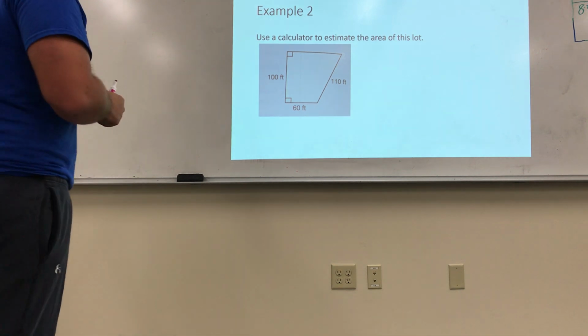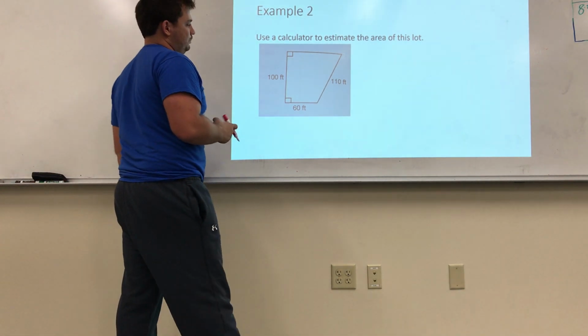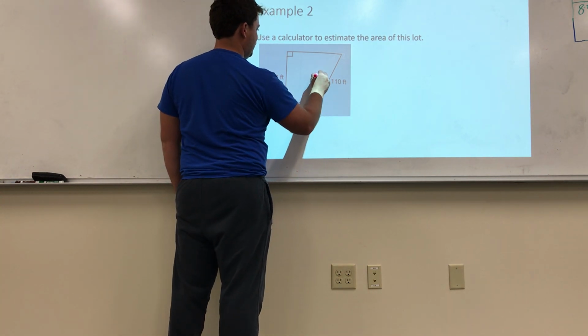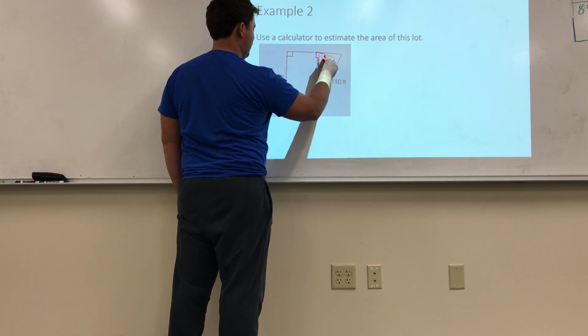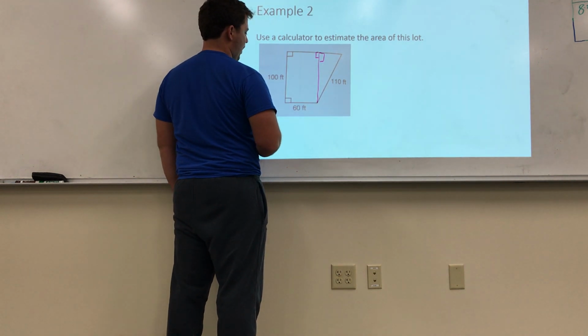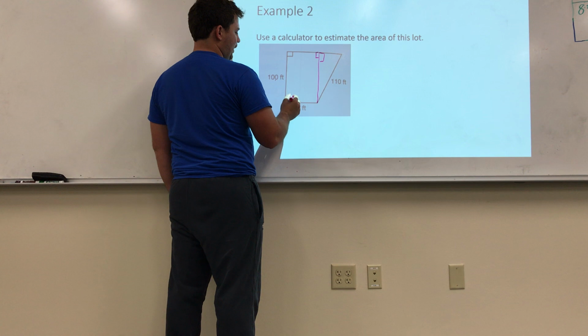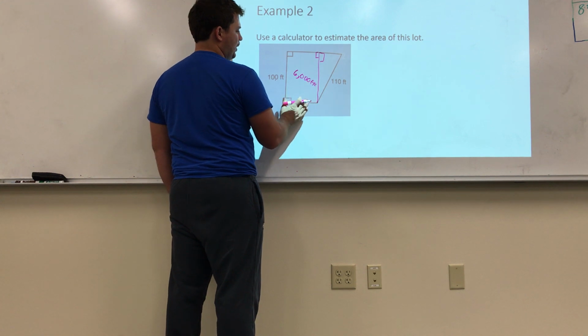Use a calculator to estimate the area of this lot. Okay, I'm going to go straight up right here, create 90-degree angles. So this one's 60, this one's 100. Multiply that together, we're going to get 6,000 feet squared for this area right here.